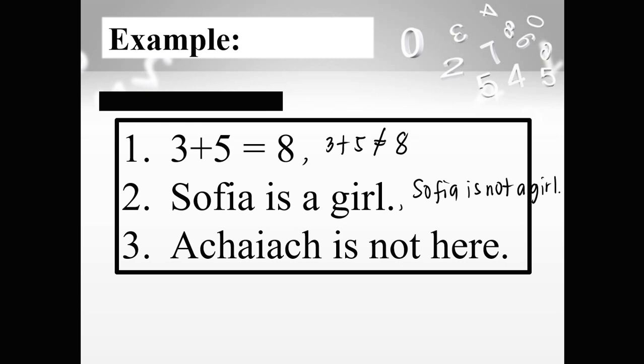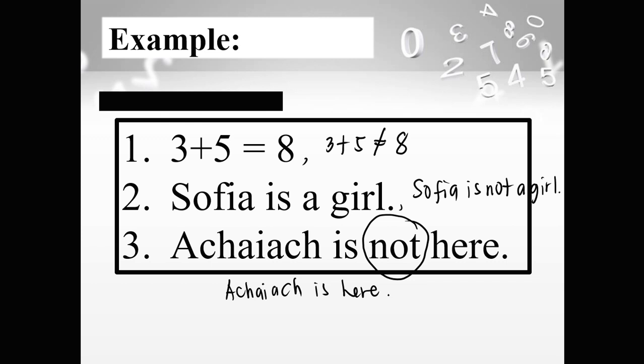Okay, next for number 3, Akayak is not here. As you can see, there is a word not. So, given what we said earlier, when there is already a not in the given statement and we need to negate it, we just remove it. So it will become, Akayak is here.